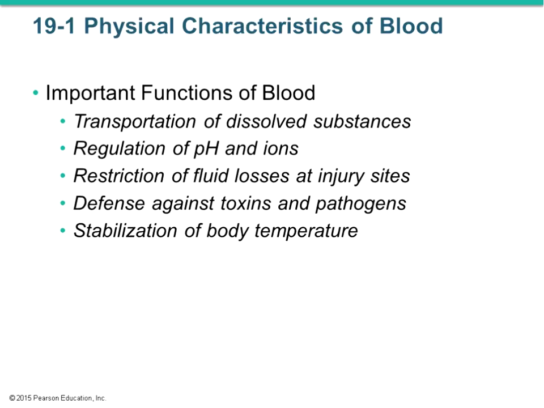Important functions of the blood, as I said. One of the big things, obviously, is transportation. The things we just talked about, oxygen, CO2, hormones, nutrients, are all transported in the blood to the target. But also one thing that's really important, as we're going to see, is regulation of pH. Restriction of fluid losses at injury sites. Body temperature is another thing that's really important. So we'll look at all those components as we progress through here, okay?